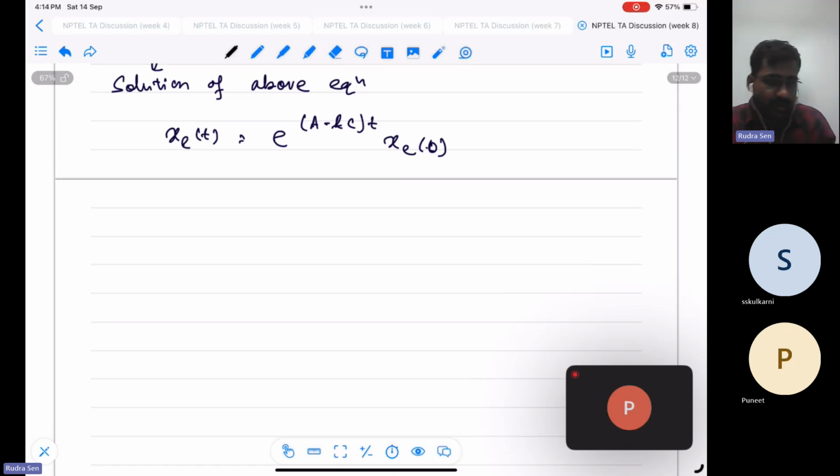Now in case of the dual system, we have already read about the duality principle. That means if a system is controllable, its dual system is observable, or if the dual system is controllable, then my original system should be observable. We have already seen the duality. So this is the error dynamics.